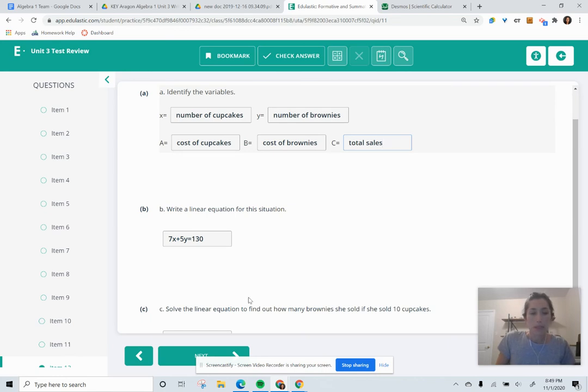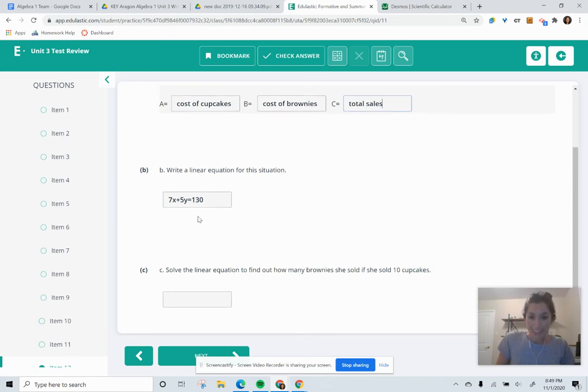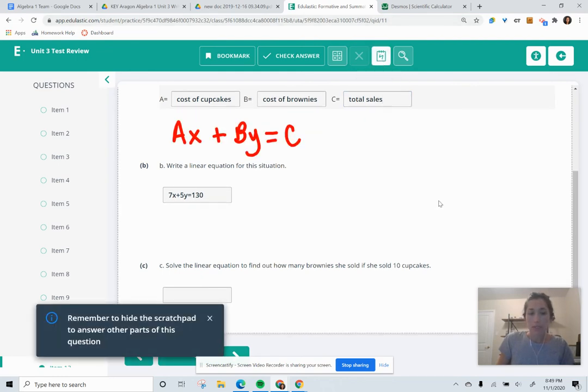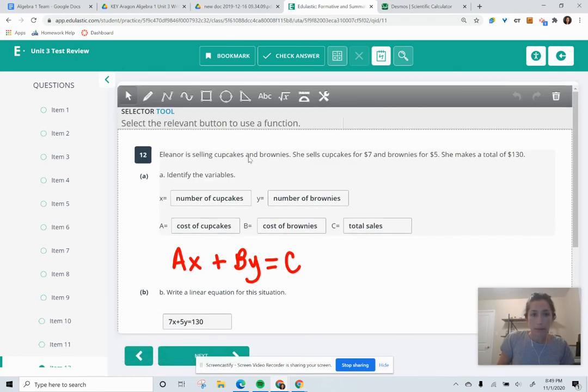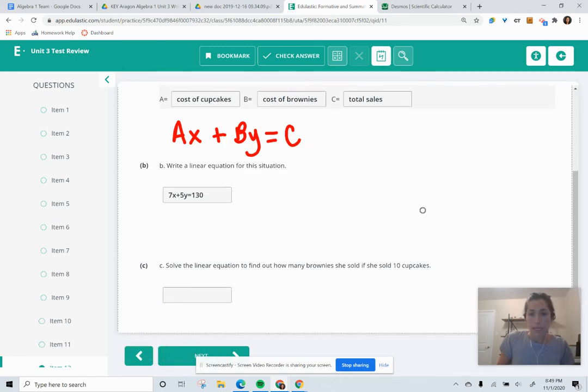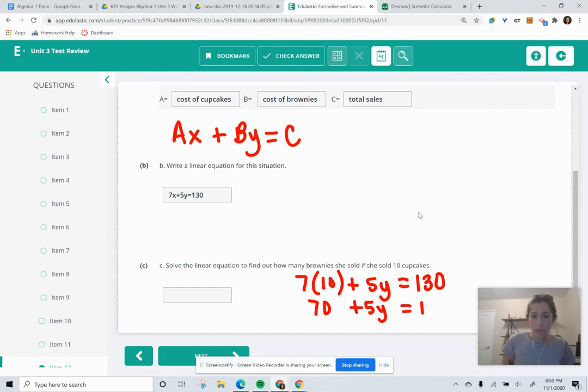Okay. Now we're going to solve in this equation if we sold 10 cupcakes. So let me just do a little scratch pad here for that. If we're selling 10 cupcakes, let me make sure I'm on the writing tool. Selling 10 cupcakes, that would be $7 per cupcake. So we want to know how many brownies. So basically we would do 7 times 10 plus 5y, and we're equaling that to 130, which was the total sales. So this is going to be 70 plus 5y equals 130.